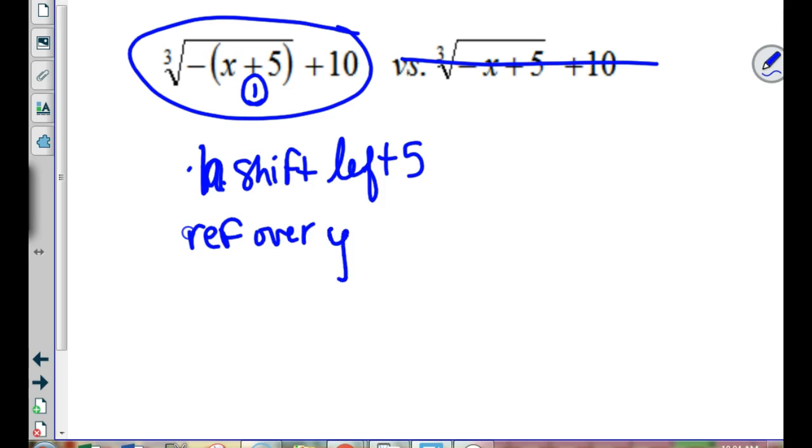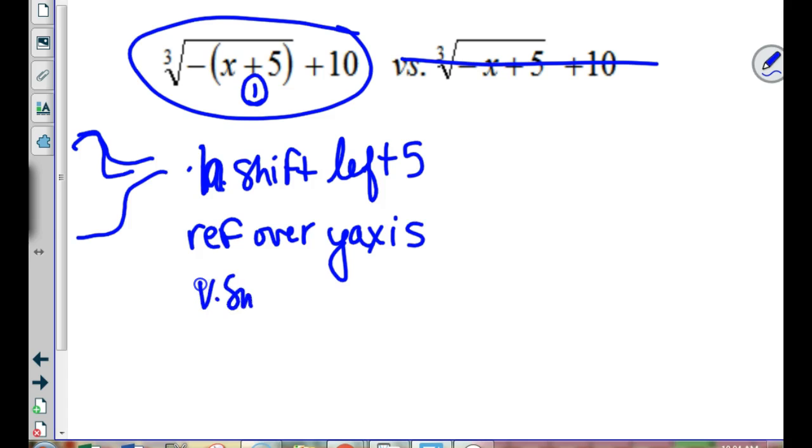Over the y-axis, good job. So it used to be going this way, and now it's going this way. Okay, that was really bad. And then the last one is the plus 10.